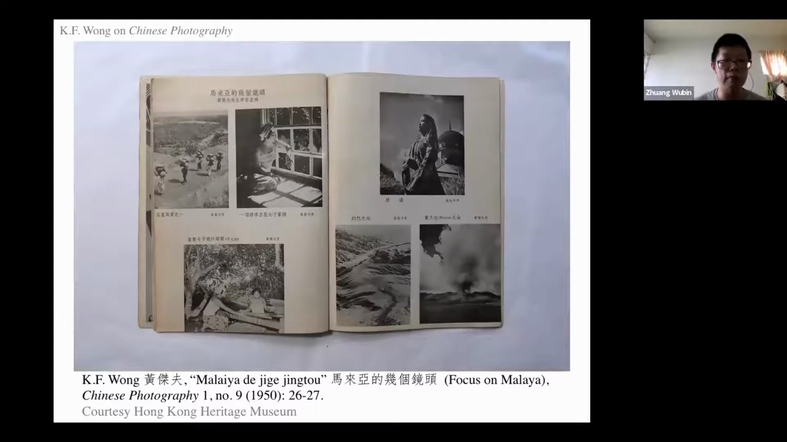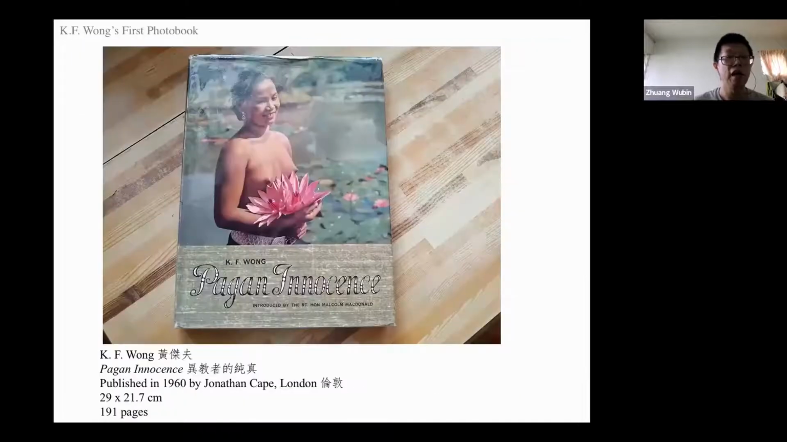So you can see his work being published here. And I just want to point out that his images are actually misrepresented in this small little spread, because it was supposed to be a focus on Malaya, but you see images from Bali, from East Java being placed within this framework. I'm not so sure whether it was he who made the mistake or whether the editors of Chinese Photography made the mistake. But anyway, there was a misrepresentation in terms of place. Later on, his first photo book was actually published in London in 1960, called The Pagan Innocents.